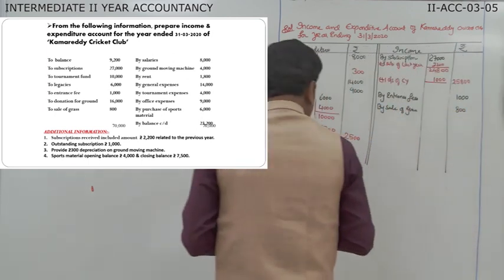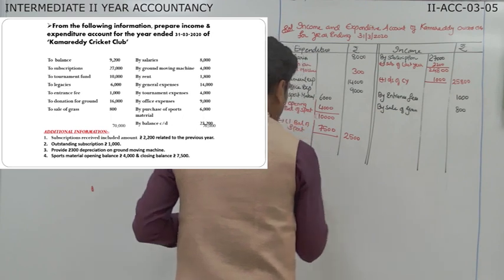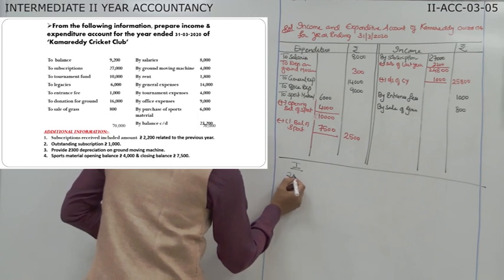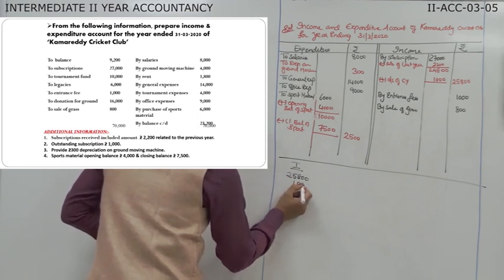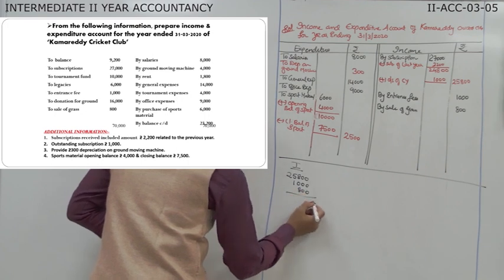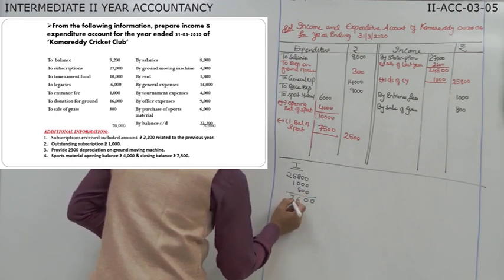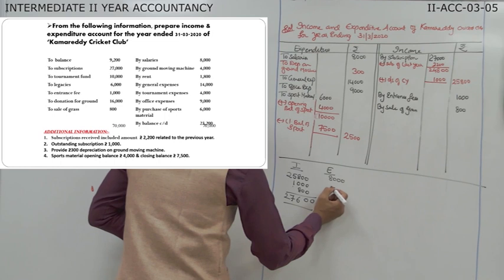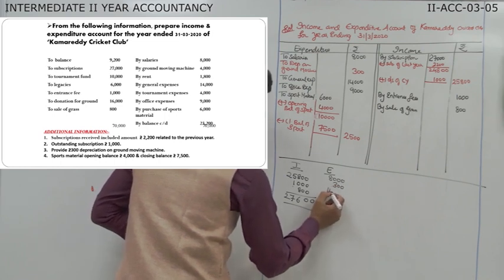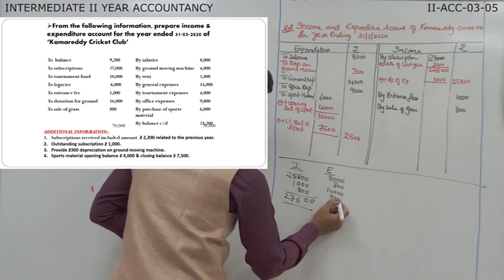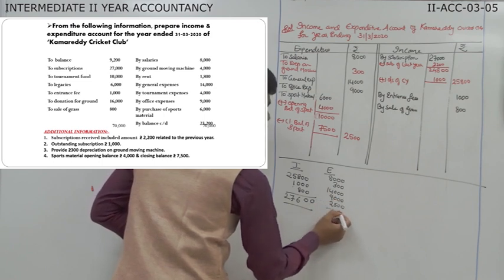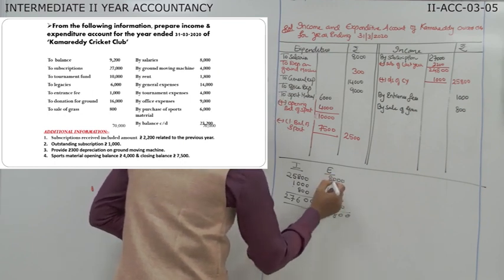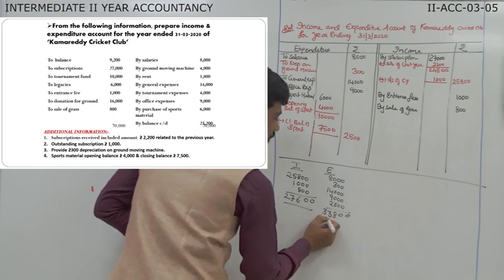Now, closing the account. As usual, working notes. Income: 25,800 plus 1,000 and 800 gives 27,600. Expenditure: 8,300, 14,000, 9,000, 2,500 gives 33,800.